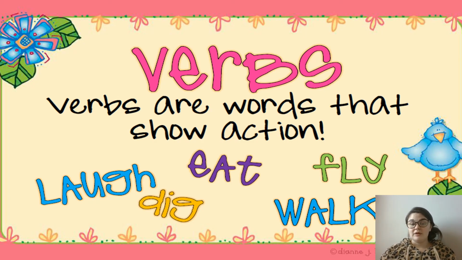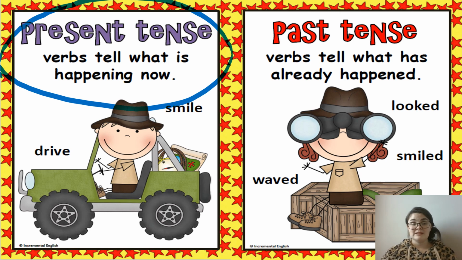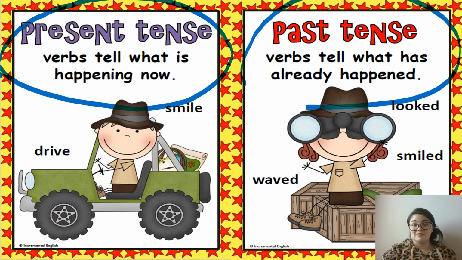Our final review is verbs are words that show action. I want you to remember that verbs are the words in our sentence that are doing something. For example, laugh, dig, eat, walk, fly. When we're talking about present tense verbs versus past tense verbs, we should be thinking this. Present tense verbs tell what is happening right now. Past tense verbs tell what already happened.